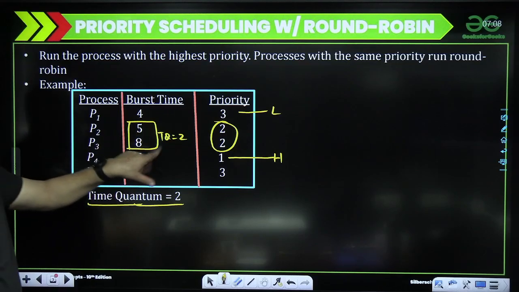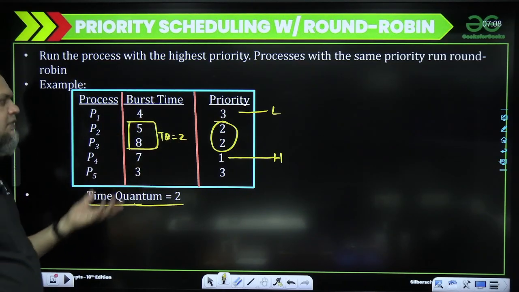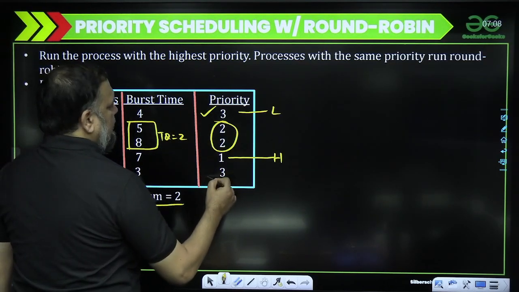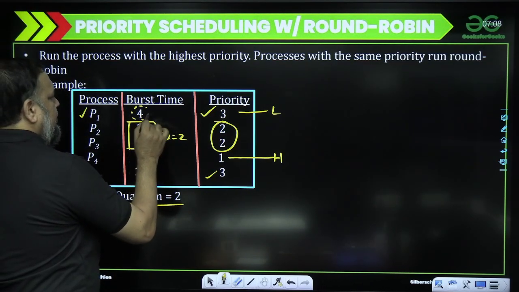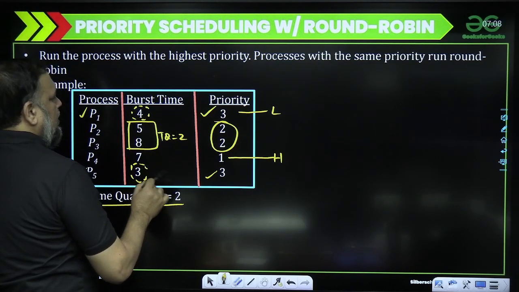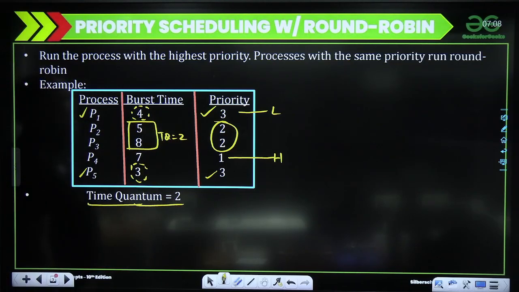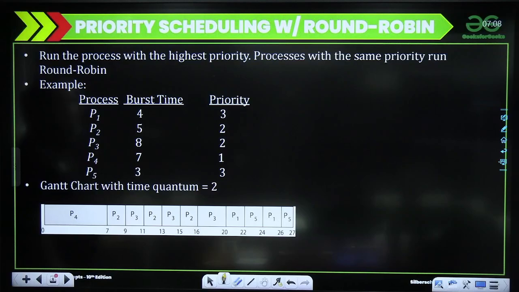And once these two processes get completed, then again we go for the next highest priority, which is 3 and 3. So among these processes, P1 and P5, with burst times of 4 and 3, we'll apply round robin with a time quantum of 2 units. So finally, eventually, how does the diagram look? You can see the diagram here.